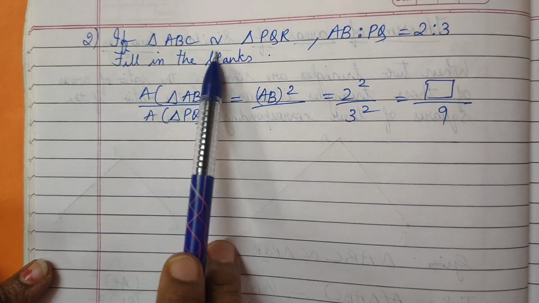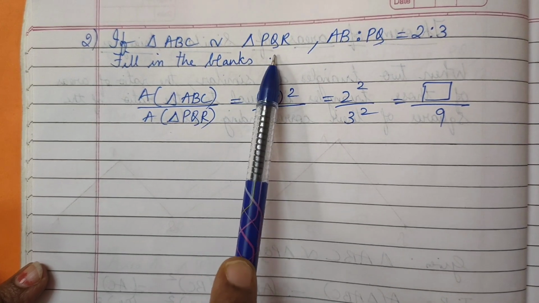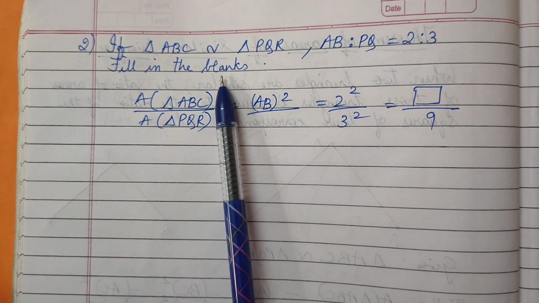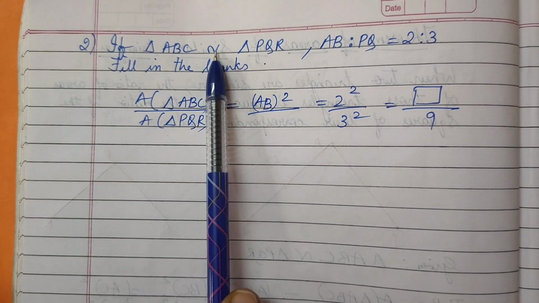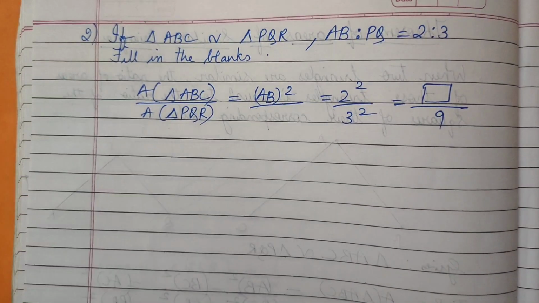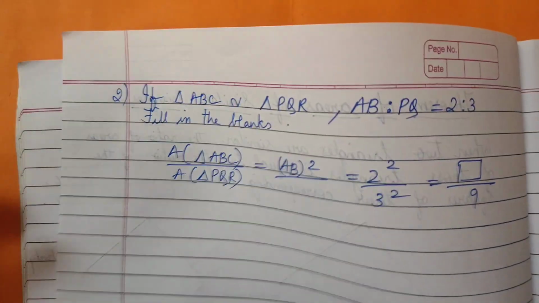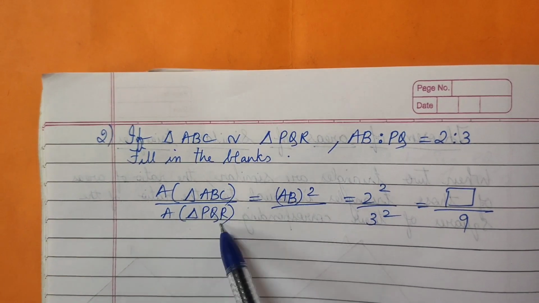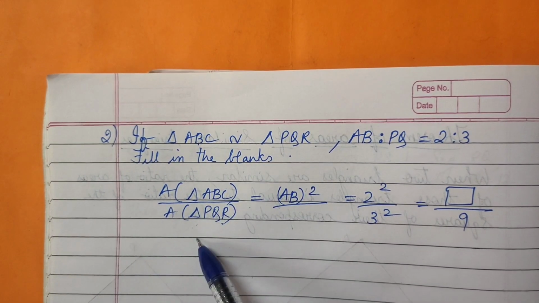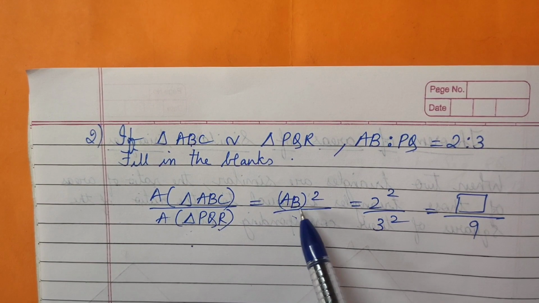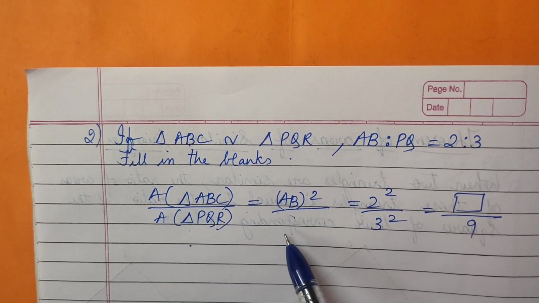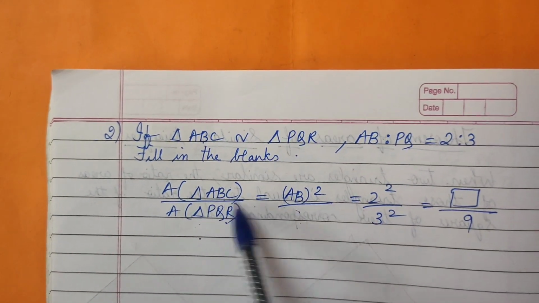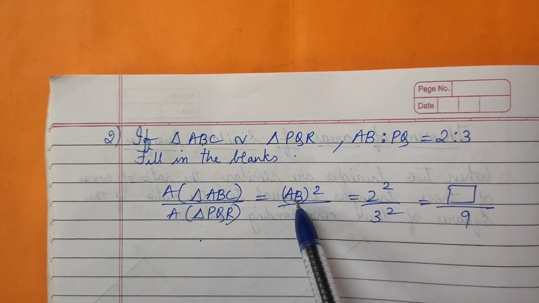Next question: if triangle ABC is similar to triangle PQR, AB is to PQ is 2:3. Fill in the blanks. They have given that it is similar. As I told you already, if it is given similar, we can apply the theorem of areas of similar triangles. Now what is the ratio of the areas of triangle ABC and triangle PQR? We have learnt the ratio of the squares of their corresponding sides. So AB square, you can see, they have taken the first two sides here.